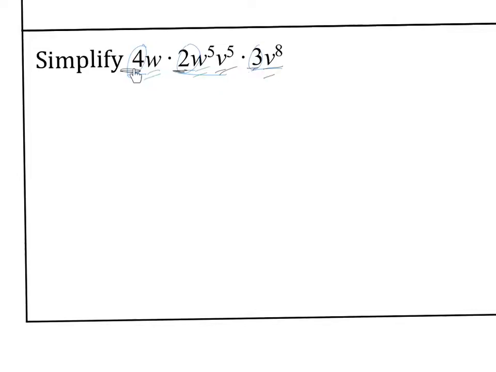So we're going to look at the 4, the 2, and the 3. And this is a multiplication problem, and they are coefficients, so we will actually multiply those. 4 times 2 makes 8, times 3 more makes 24. So that takes care of the coefficients.